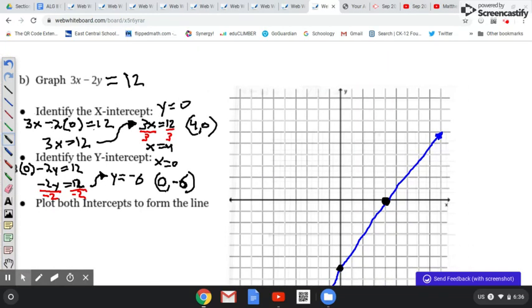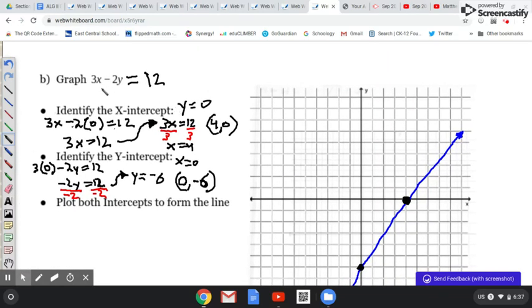So here's example B. We started out with the equation 3x minus 2y equals 12. To find the x-intercept, I took the value of 0 for y, because if we're looking for the x-intercept, y is 0. Plugged it in here. 3x equals 12, divide by 3, and x equals 4. So here's our x-intercept. Same thing for the y-intercept. If we're looking for the y-intercept, x equals 0. So we plug the 0 value in for x here.